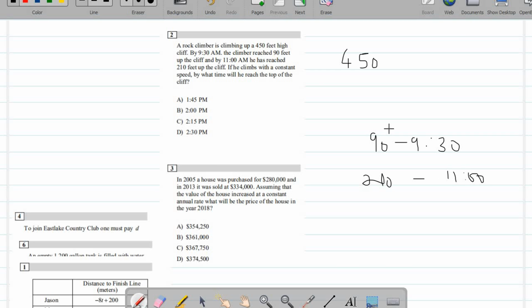If you subtract 90 from 210, you're gonna get 120. And if you subtract 9:30 from 11:00, you're gonna have 1 hour 30 minutes. That's about 90 minutes. So you divide 120 by 90 to look at the speed.